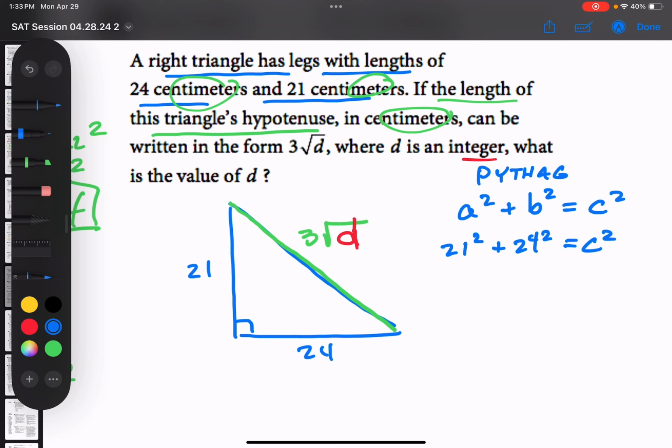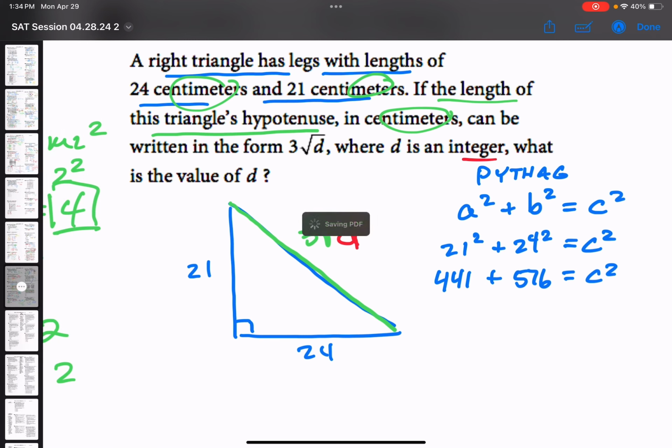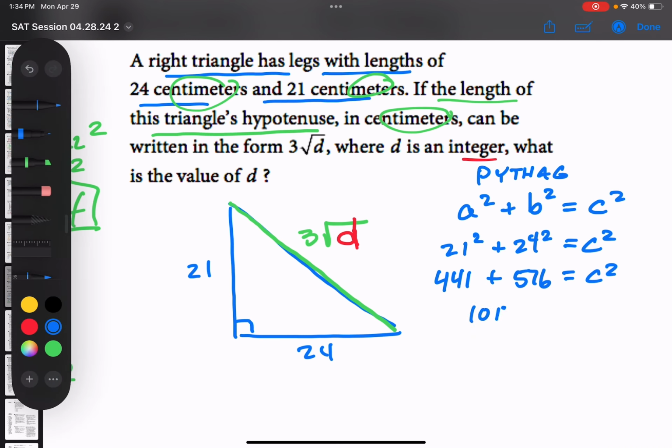So here's where you use your trusty calculator, or you could do it by hand. 21 times 21 is going to equal 441. Plus, what is 24 times 24? That is going to equal 576. And that must equal c squared. Now we actually add 576 plus 441. That's going to equal 1017. Stop. If you use a calculator to figure out the square root of both sides, that's going to give you c equals radical 1017. But if you try to solve it that way, they got you. They own you.